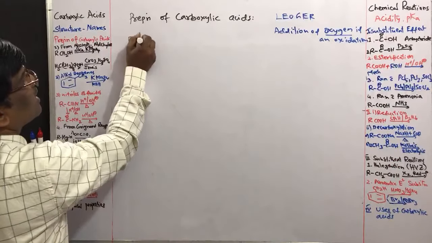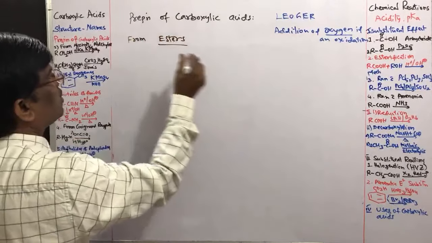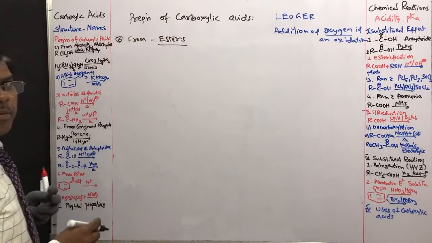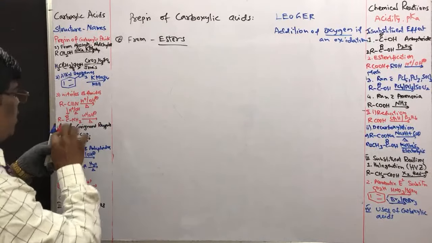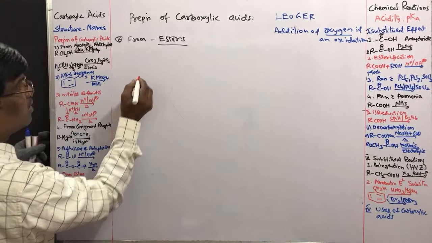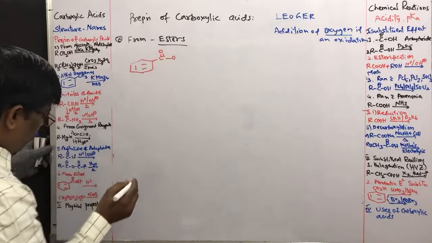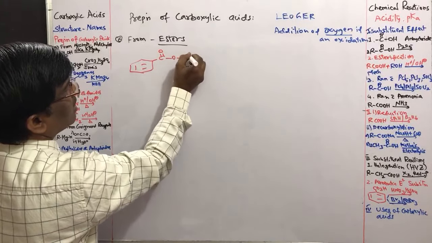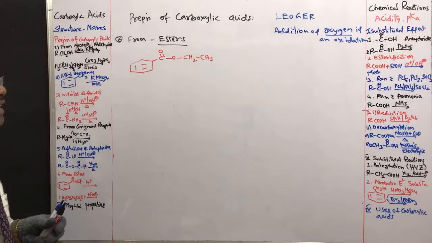Preparation of carboxylic acids from esters. So what are esters? We are going to learn that. From esters, it is one of the methods for the preparation of carboxylic acids. Let me take ethyl benzoate. It is very important, students, to learn the mechanisms, to know where we are getting it. The ester is an ethyl ester. This is ethyl benzoate. You make it like this.